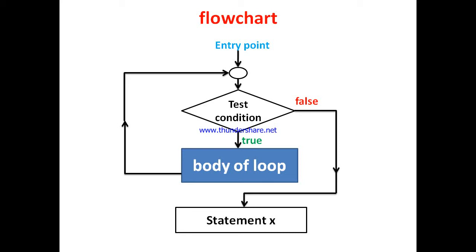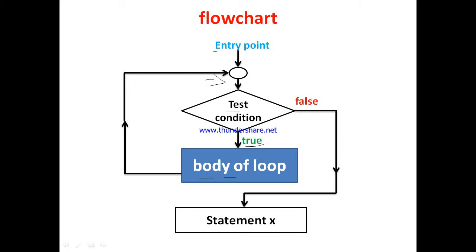Now let us see here at the entry point what happens. The test condition is checked. If the test condition is true, then the body of the loop is executed. After execution of the body of the loop, again control goes to the test condition. Now in the test condition it is checked again. If it is true, then again the body of the loop is executed. After execution of the body of the loop, again the test condition is checked.